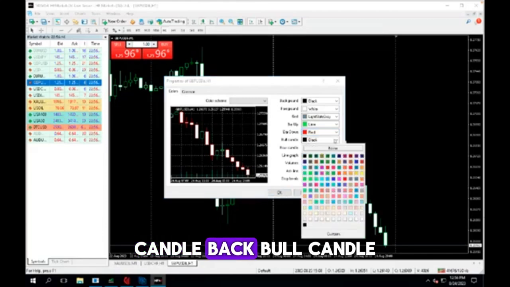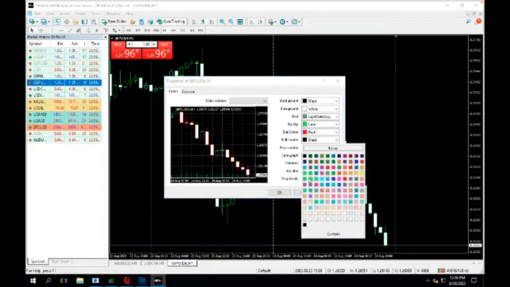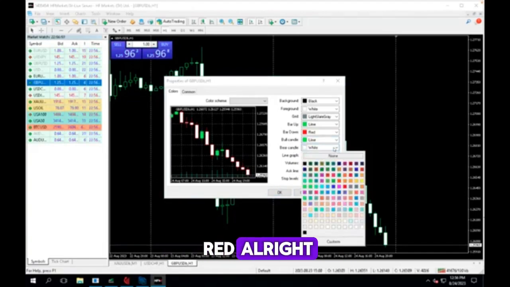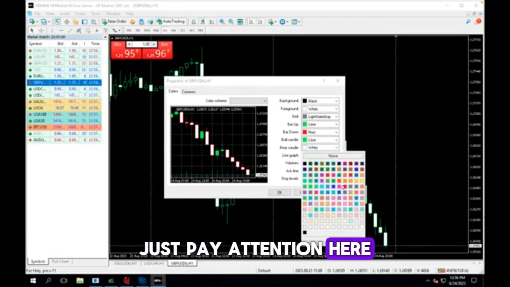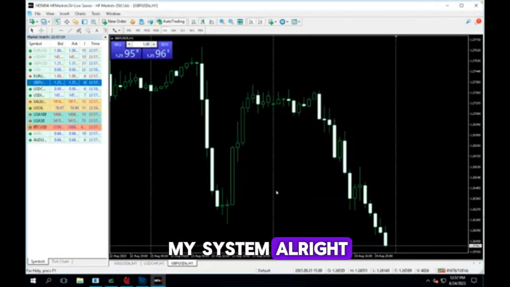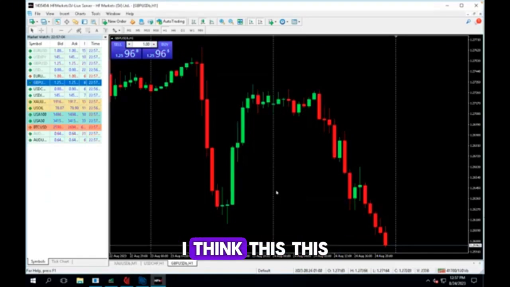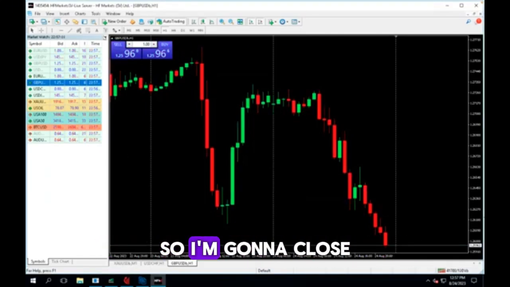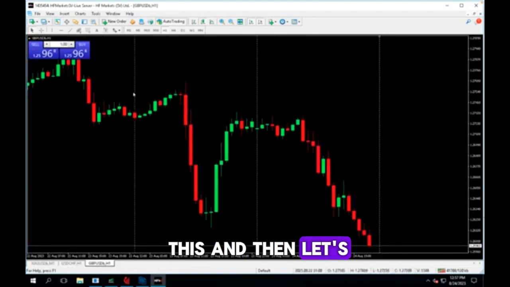Then the bull candle, let's make it green. And the bear candle, let's make this red. All right, just pay attention here. I did this by right clicking on the platform. I think this one looks more appealing, right? So I'm going to close this and then let's look at this.